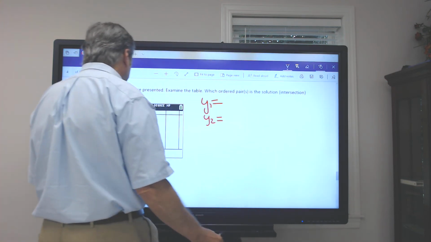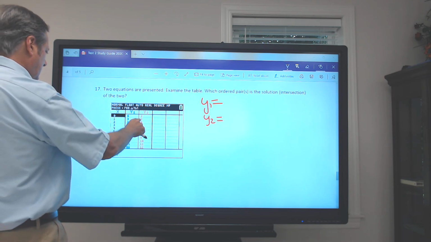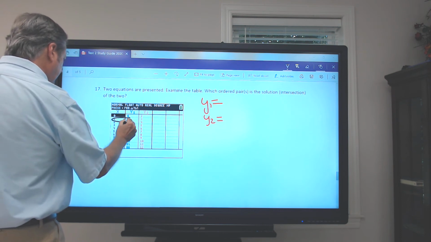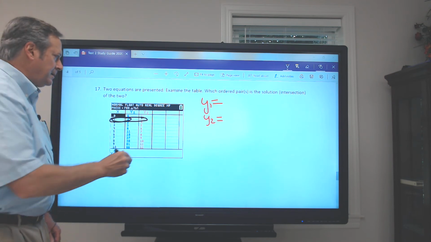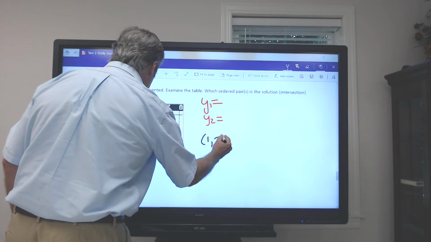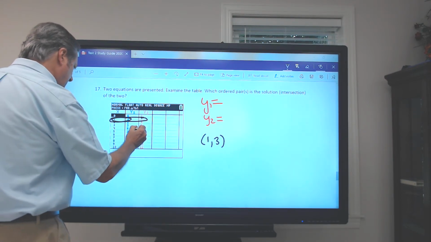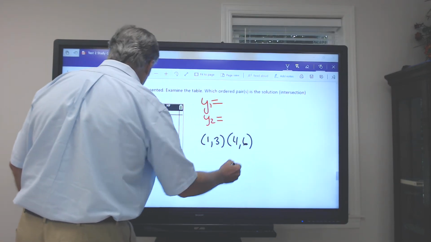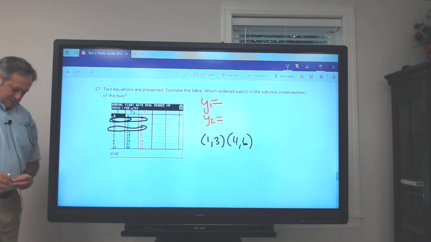I'll try brown. Haven't used that one yet. So let's see. Do they have any? Looky here. This one has 1, 3, and that one has 1, 3. All right, so that's one ordered pair, 1, 3. They both have. Are there any others? Looky here. They both have 4, 6. And so because that's a quadratic, that'll be all. So you actually have 2 ordered pairs.